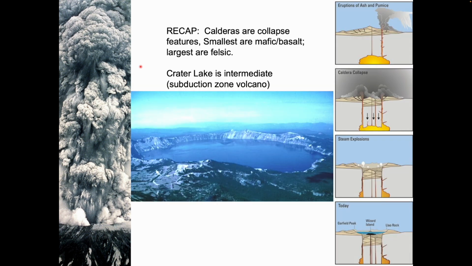Also, to recap, calderas are collapse features. The smallest ones are mafic or basalt, the largest ones are felsic. Crater Lake, which is a caldera and a subduction zone volcano, is intermediate in composition. Crater Lake formed when a volcano called Mount Mazama had a particularly large and cataclysmic eruption that caused the mountain to collapse downward into the magma chamber, which was emptied by the size and violence of the volcanic eruption. After the mountain summit subsided and collapsed down into the magma chamber, that left behind this big caldera, which has since filled with water and created a beautiful lake.